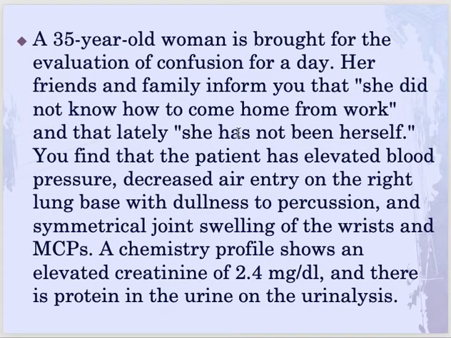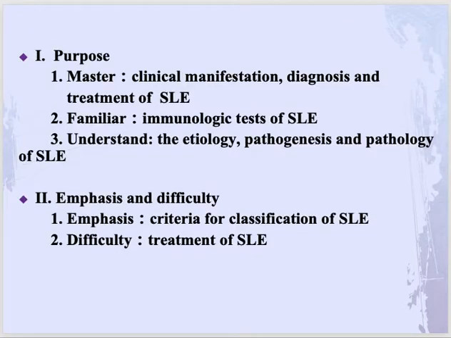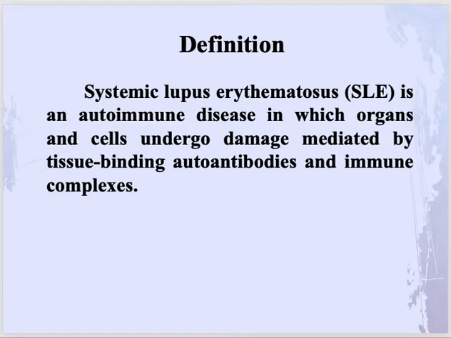So I would like to start with the definition. Now you can see the definition is quite extensive here, but SLE can simply be defined as a multi-system autoimmune disease of unknown etiology. Okay, so the exact etiology is not known. What is known, of course, I'm going to discuss.